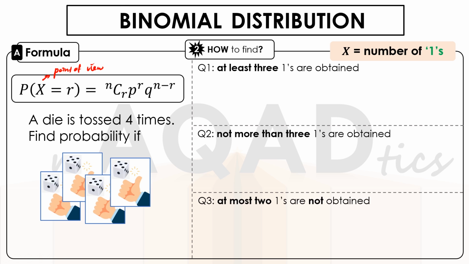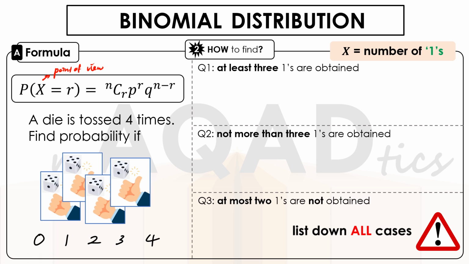So our first question is at least 3 ones are obtained. So this one we have a lot of cases, right? So r, the number of successes here, can be 3 or another value. So it can be confusing for some questions. So for this one, what I will do is list down all the cases first.